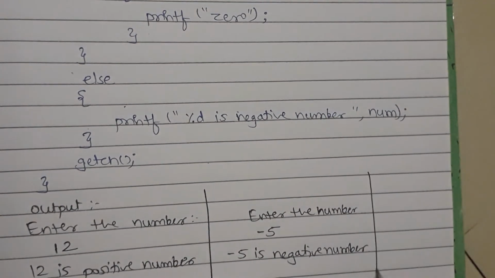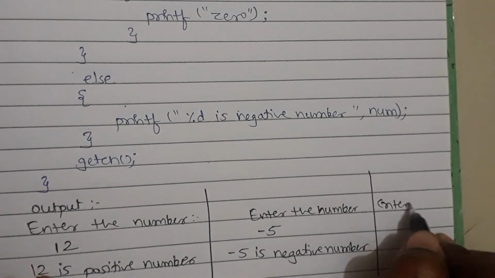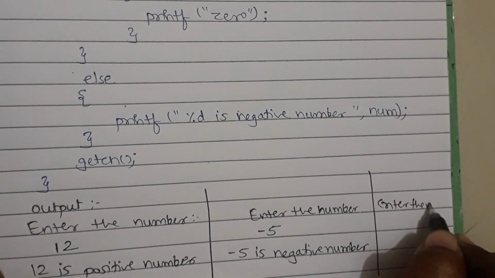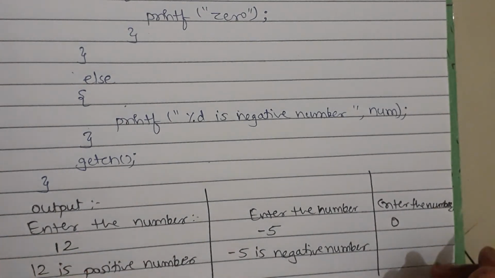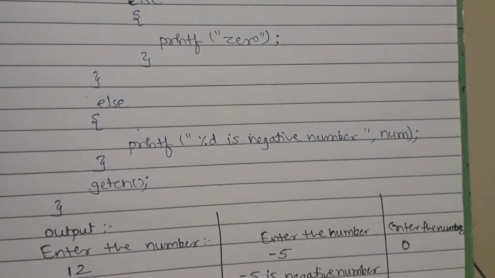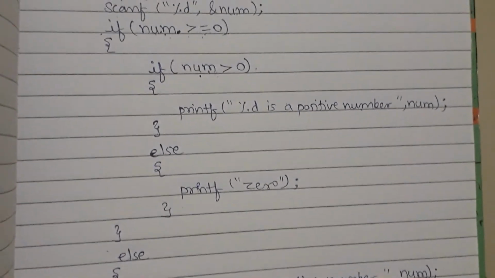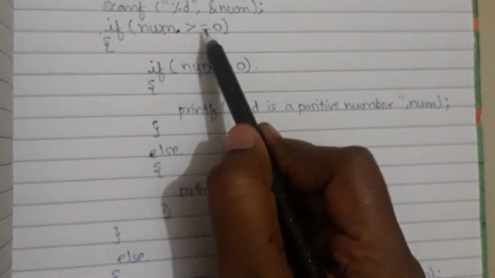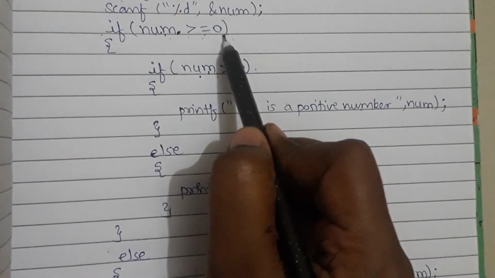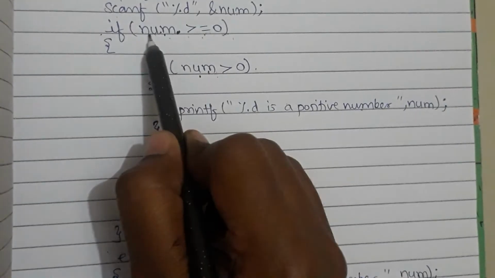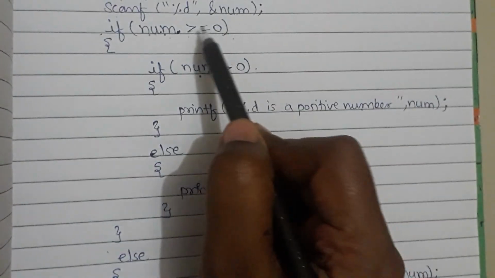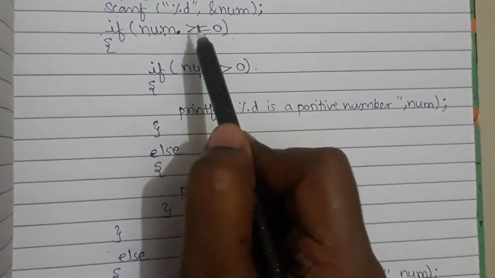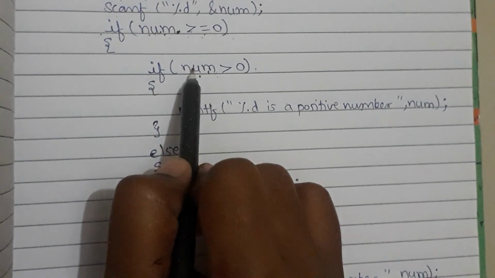And the last case, the third case: enter the number. This will be the message, and now the user will enter 0. If the user enters 0, the value of num is 0. So here we check whether num is greater than or equal to 0. This condition will be true, because num is either greater than or equal to 0. So it comes here in this if part.